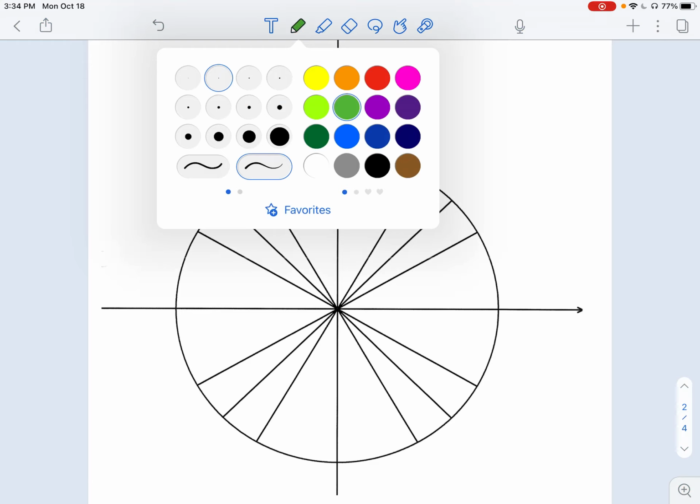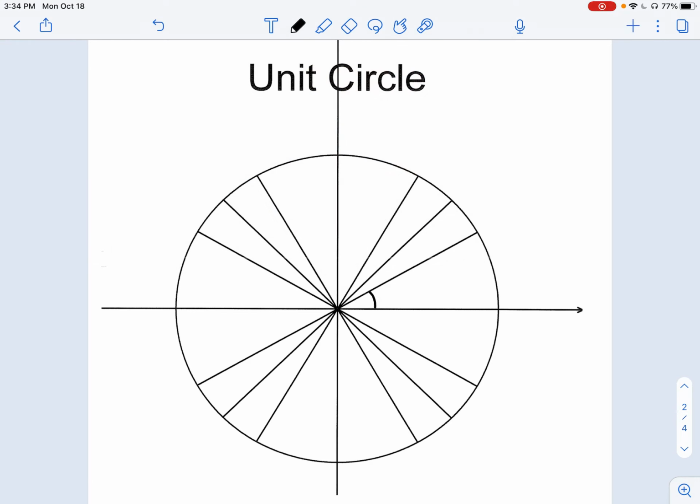So what have we just determined so far? That this angle here, which is 30 degrees, also known as pi over 6, has the coordinate we just found: root 3 over 2, 1/2.